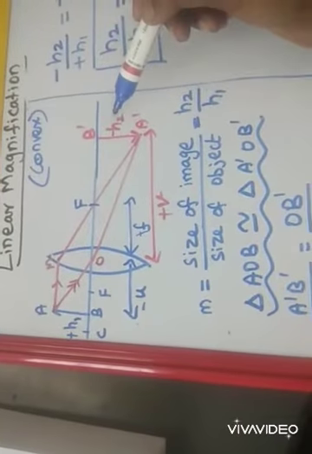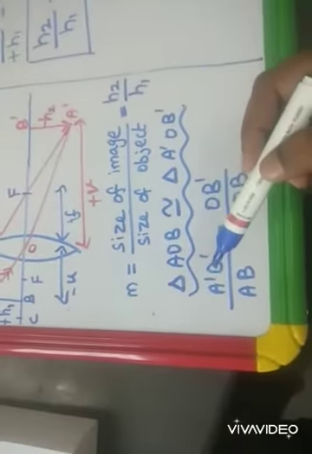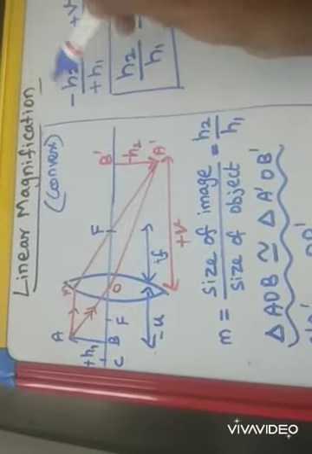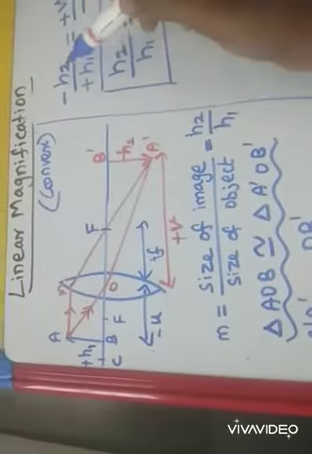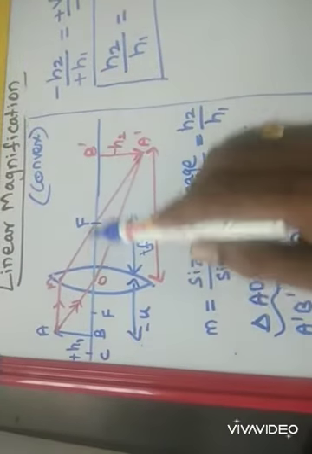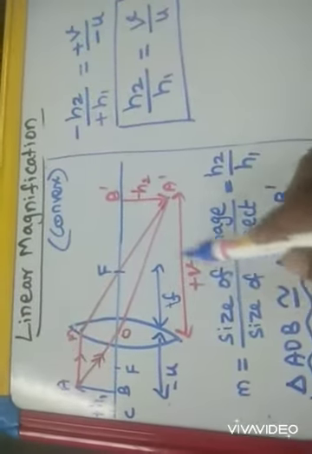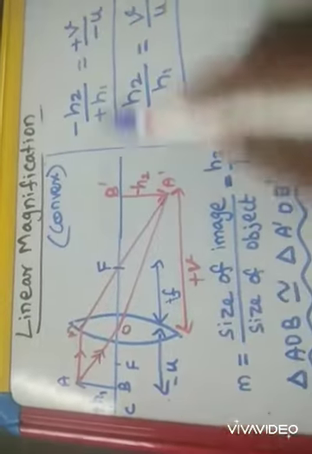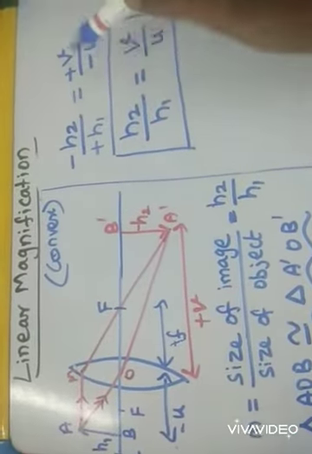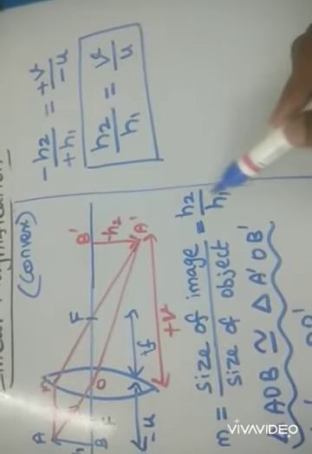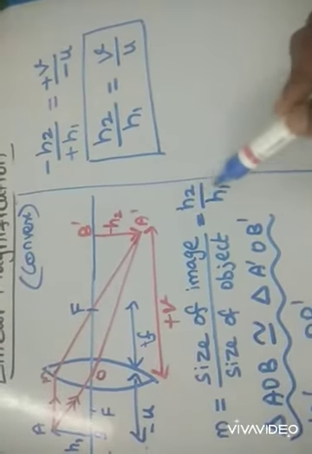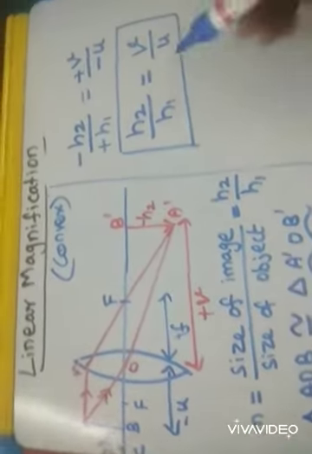What is A dash B dash? A dash B dash is minus H2. Then what is AB? AB is plus H1. Then OB dash is plus v, and OB is minus u. Minus gets cancelled. We get H2 by H1 is equal to v by u. What is H2 by H1? The H2 by H1 is the magnification of the lens.